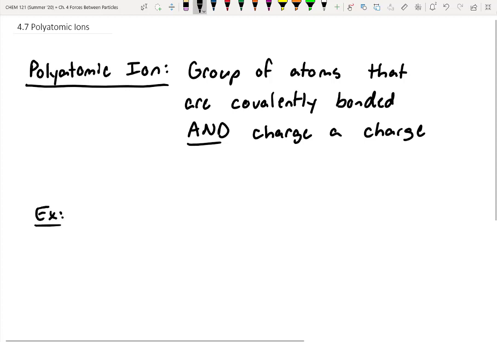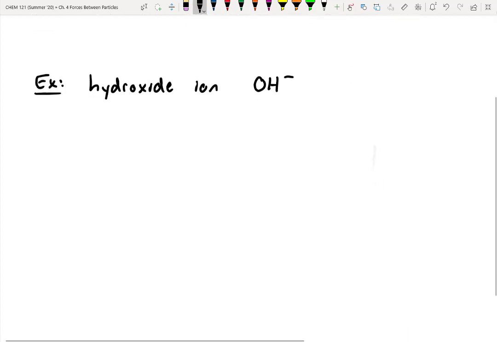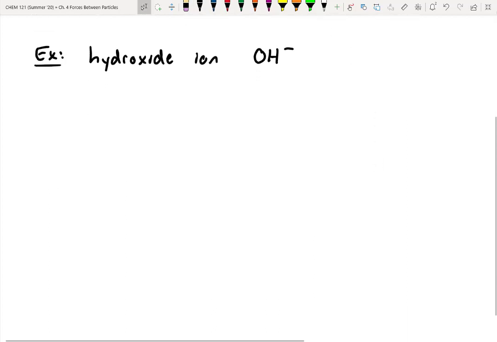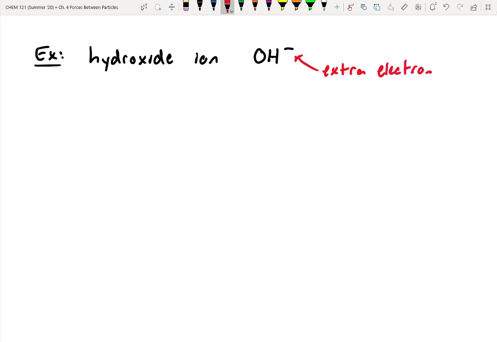And the first one's just hydroxide. And the hydroxide ion is OH minus, meaning there's a negative charge for the hydroxide ion. And let's just make some notes here. So there must be an extra electron, which means that this is an anion. Specifically, we said that it's going to be an anion carrying a negative charge.